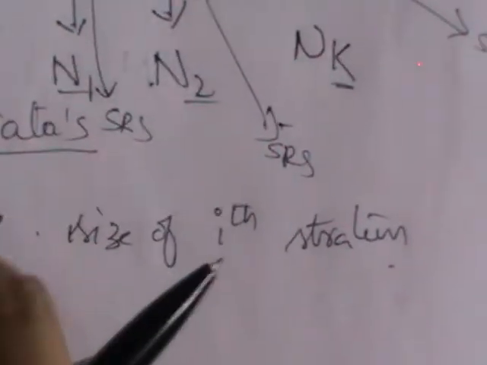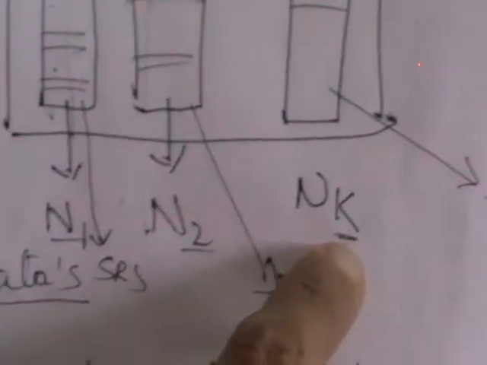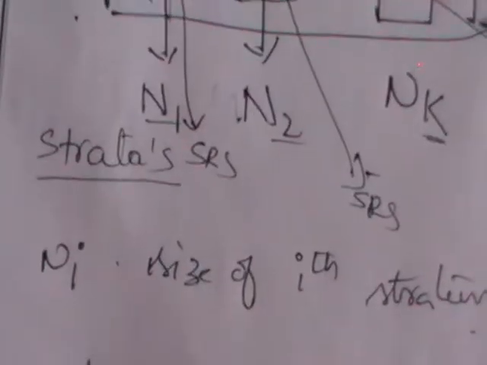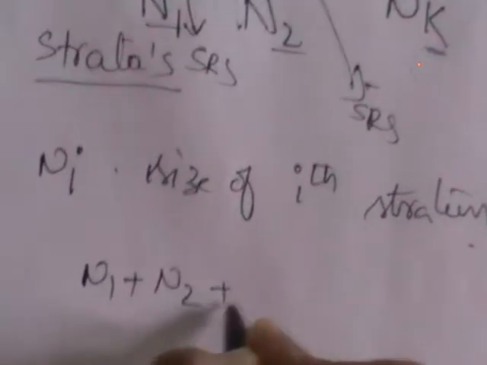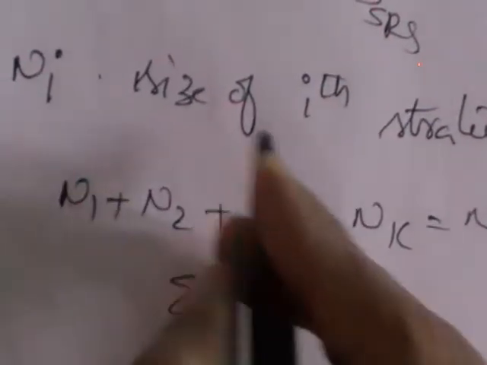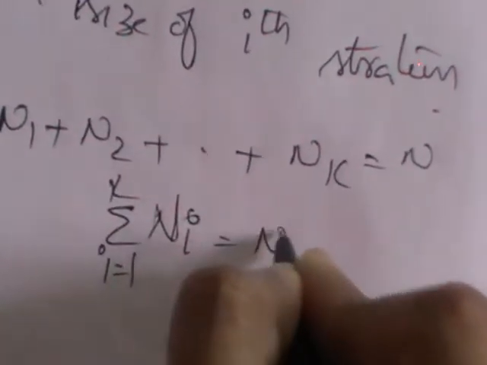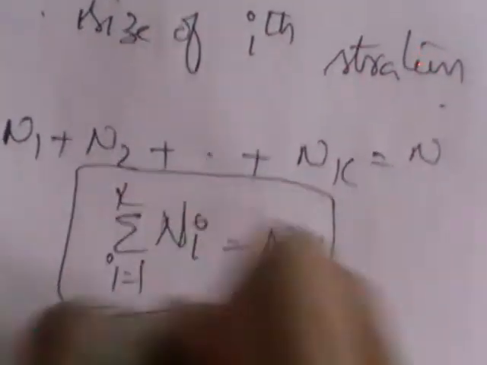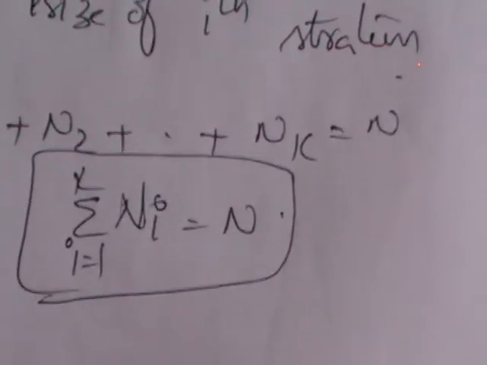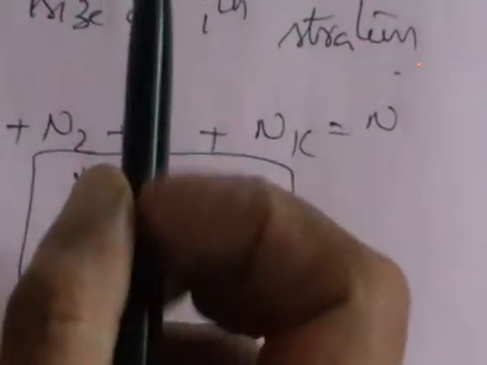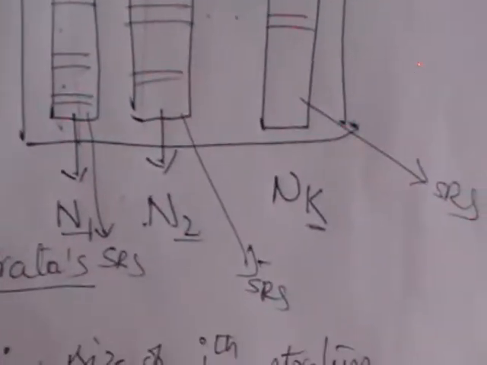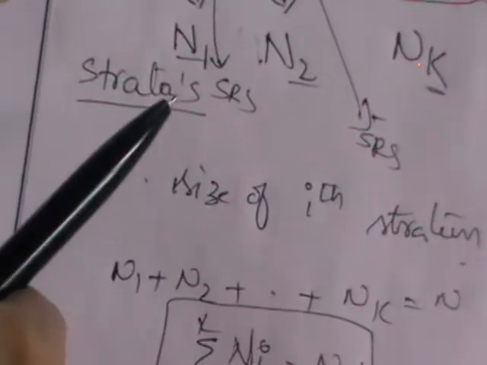N1 is the size of the first stratum, N2 is the size of the second stratum, Nk is the size of the kth stratum. We have divided the population into k strata such that N1 plus N2 plus so on Nk is equal to N. So as you have only one suffix, we can write the sum of Ni, i equal to 1 to k, is equal to N. So we have divided this into homogeneous strata. Here capital N is the population size, Ni is the size of the ith stratum.